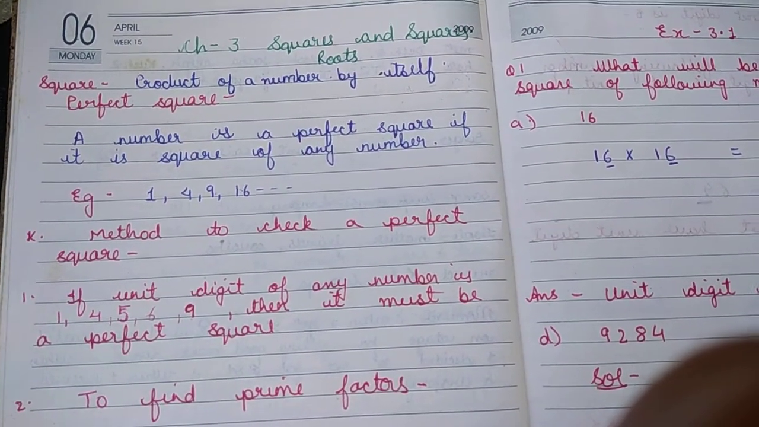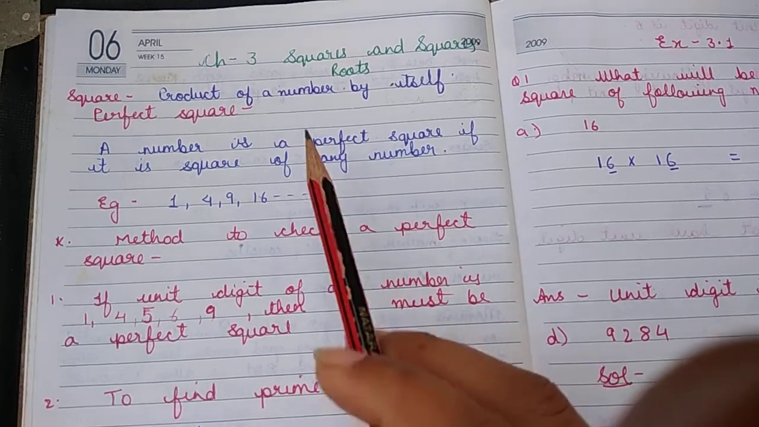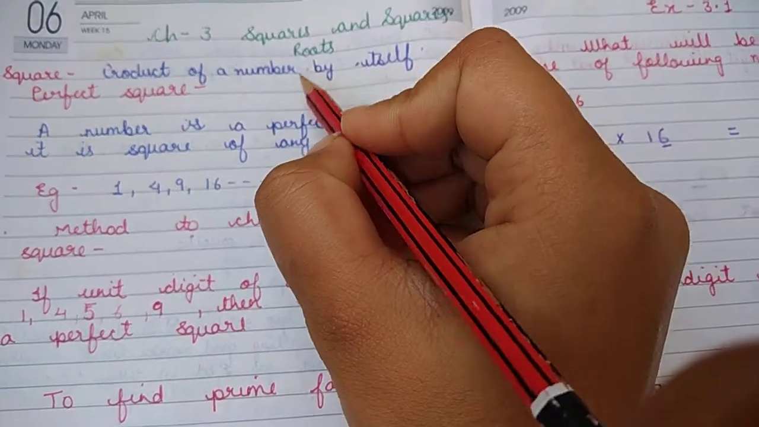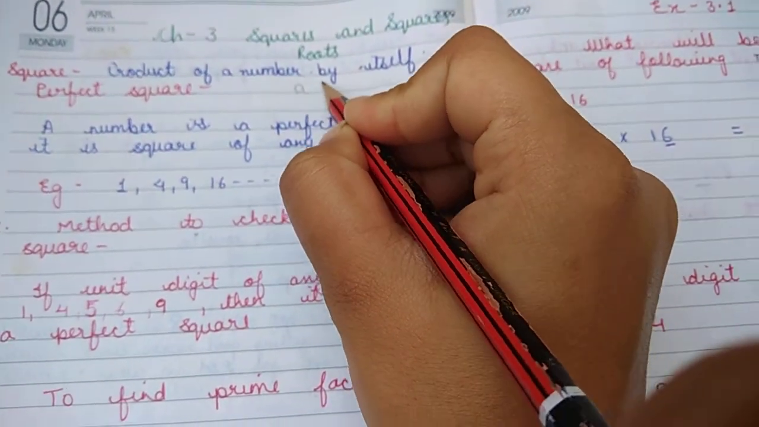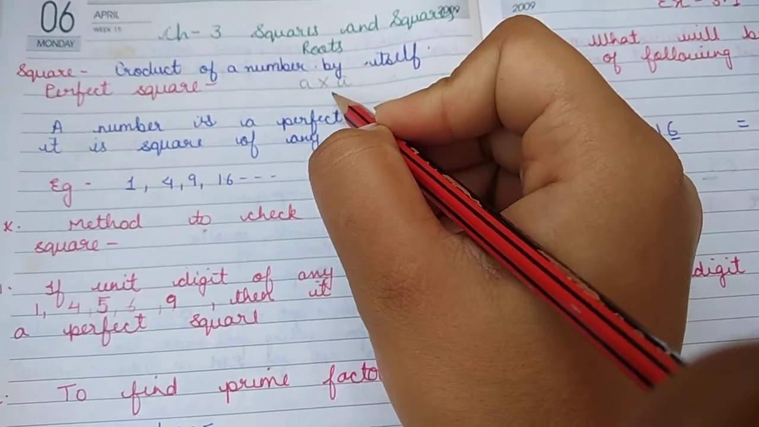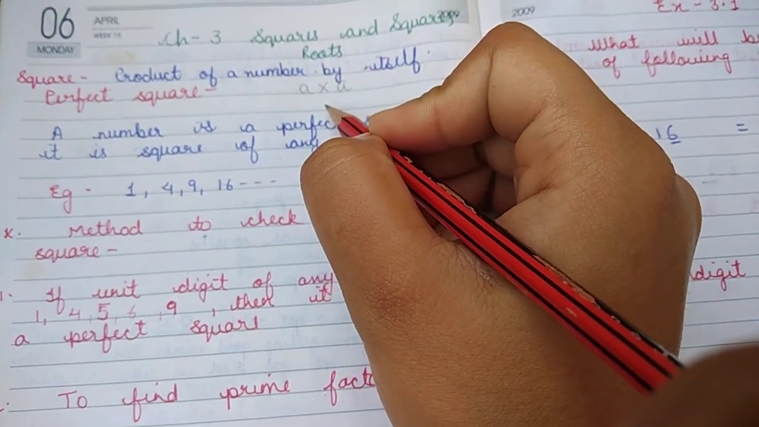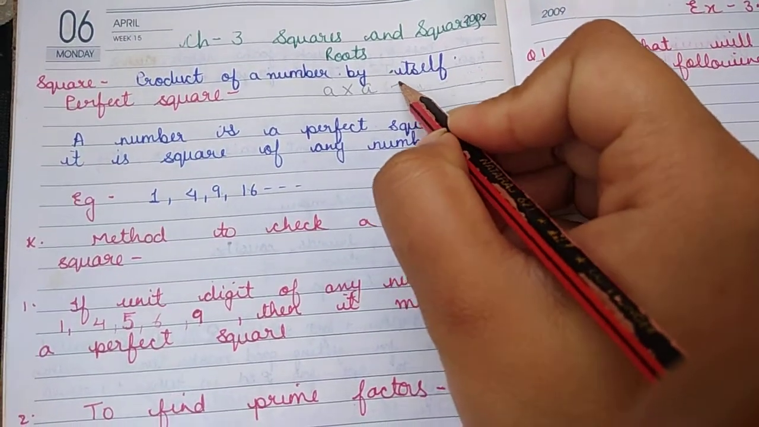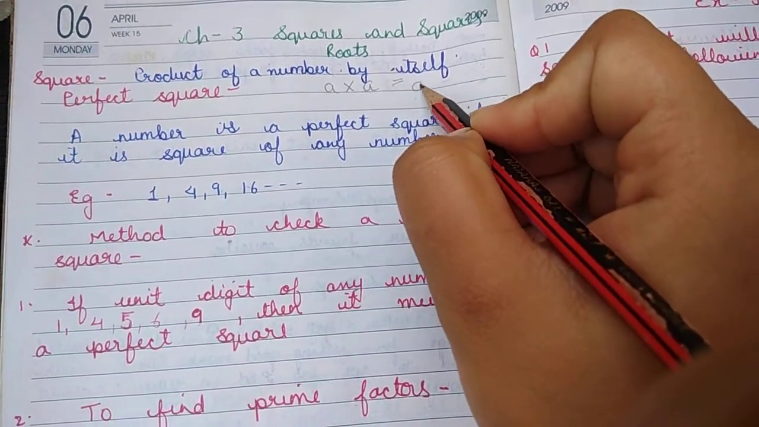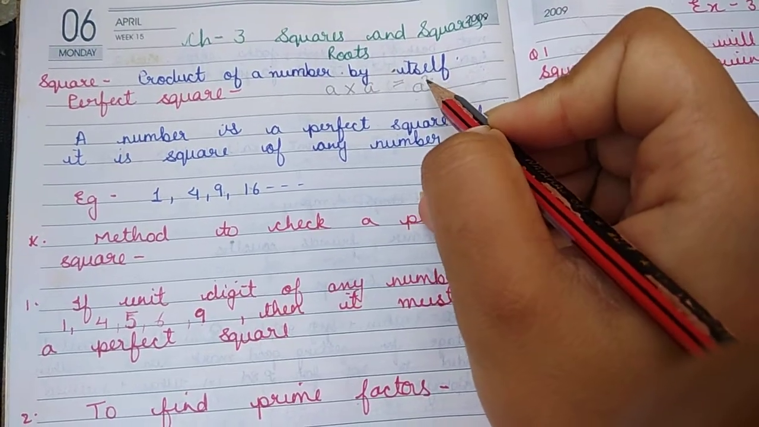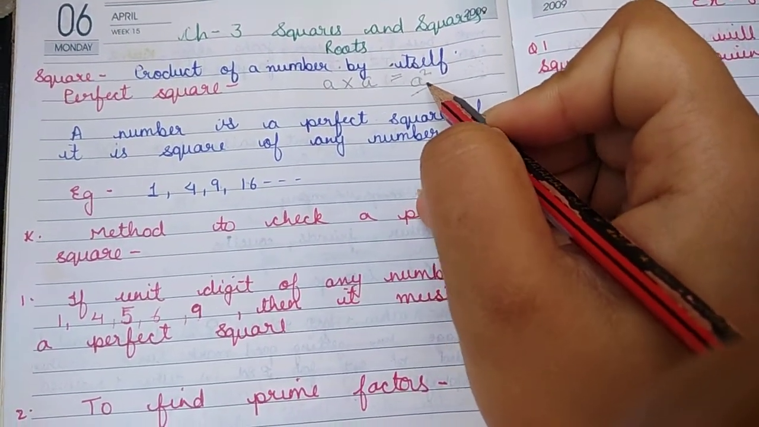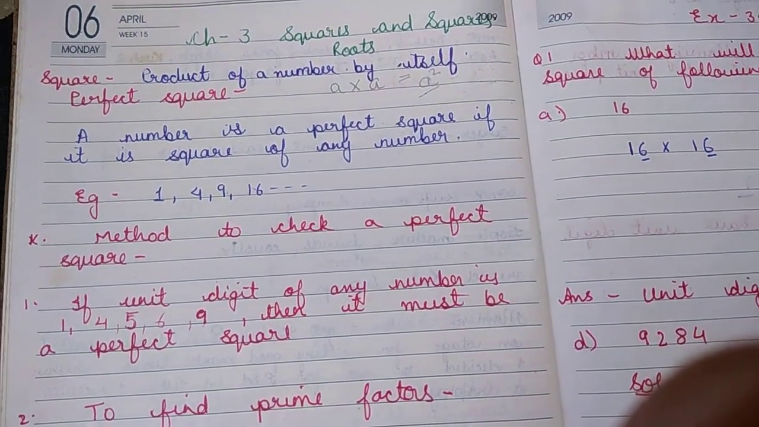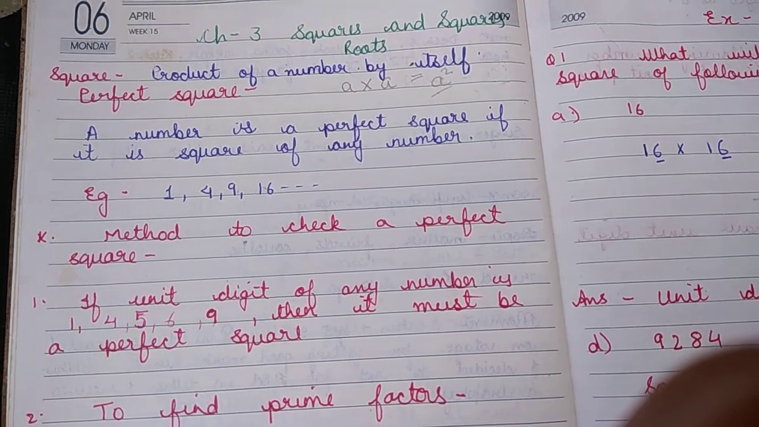So square, what is square? The product of any number by itself. Suppose there is any number a. When a number is multiplied by itself, the product which we get after multiplying it, that would be a square. So this product is called square. So the product of any number by itself is called square.